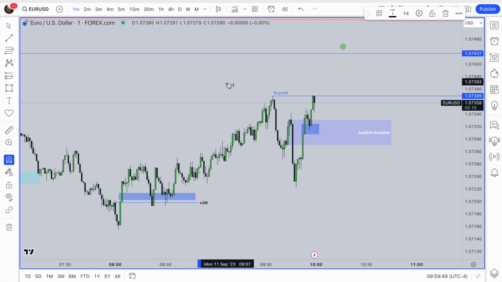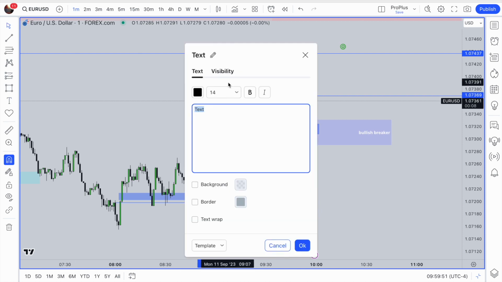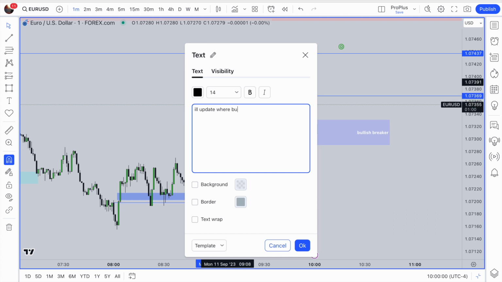I was waiting for a silver bullet setup, which is 10 a.m. to 11 a.m., which would be nice. Pretty sure I typed it out here. I stopped recording because I did see a setup on the Nasdaq, which is the video I did just a minute ago, the previous video. I recorded this back just to see where price ended up going, and it did end up hitting the target.